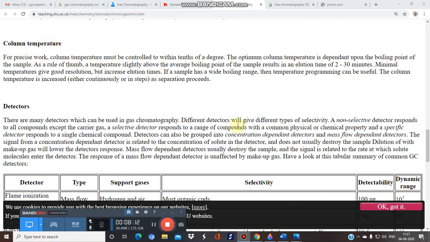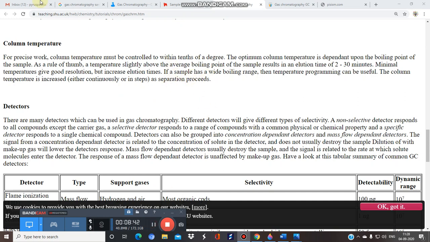And as we know, the column is placed inside an oven, so we have to maintain the column temperature. Basically, we will optimize the column temperature with the boiling point of the sample. A temperature slightly above the average boiling point of the sample results in an elution of 2 to 30 minutes. The minimum temperature gives good resolution, but it further increases the elution time. Resolution increases, but time also increases.